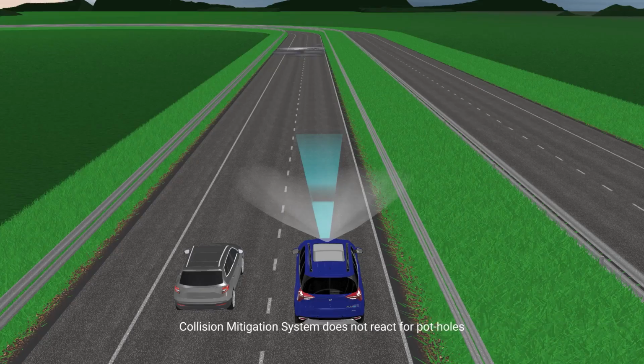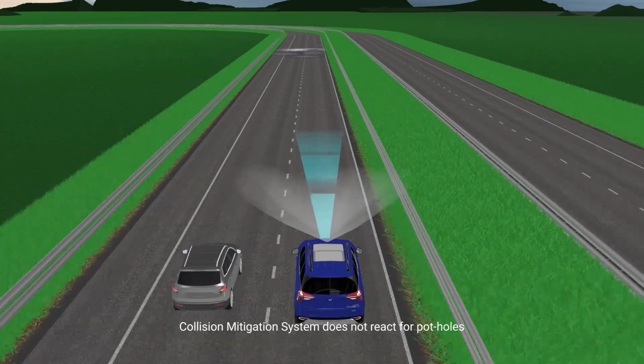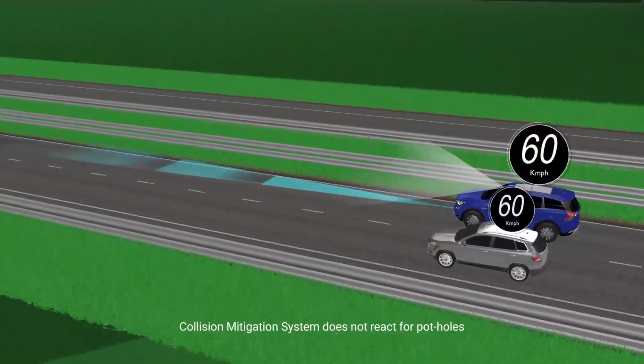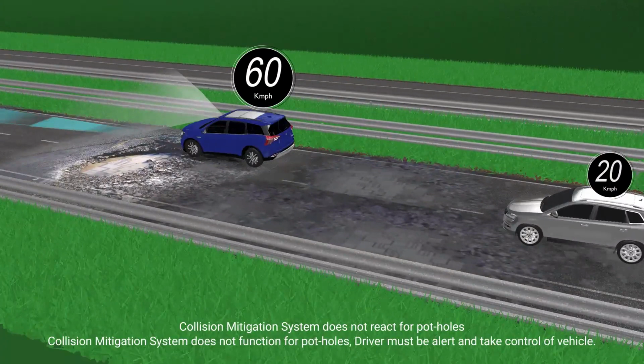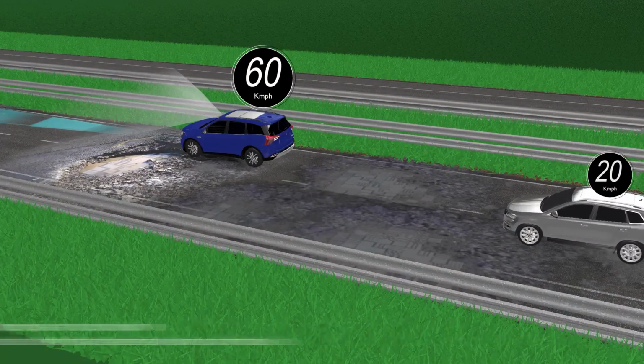Collision mitigation system does not react for potholes. Collision mitigation system does not function for potholes. Driver must be alert and take control of the vehicle.